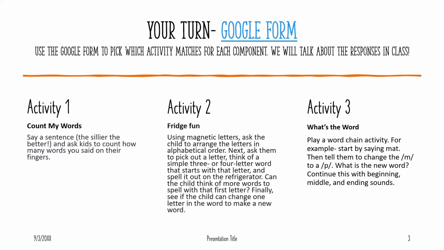So now you get a chance to practice. So you can click on that link. It'll take you to a Google form. And the Google form is going to let you pick which activity matches for each component. So we're going to talk about the responses in class. This will give me a chance to see where you are with understanding. If you get them mixed up, it's perfectly okay. We are still going to work on it. And then we're going to talk about them in class and see why you thought each one matched with each component. So I'm going to go ahead and go through the activities.